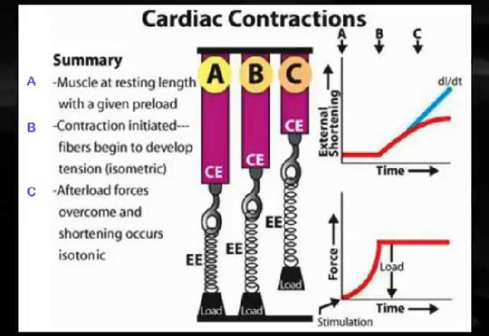This diagram, entitled Cardiac Contractions, shows that there are two phases to the cardiac contraction. There is isometric contraction and isotonic contraction. From point A to point B, you have isometric contraction. There is no shortening, but there is increased force production. From point B to point C, you have constant force, meaning you've overcome the aortic valve. However, the amount of shortening will increase.